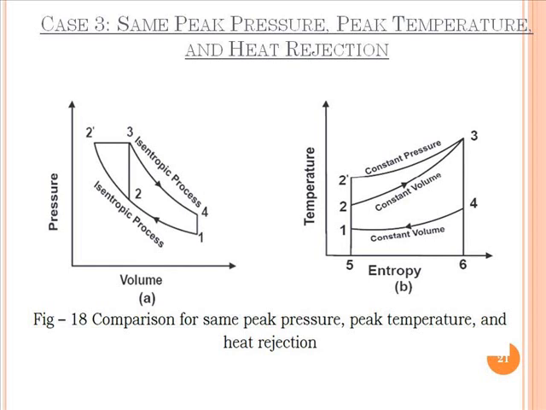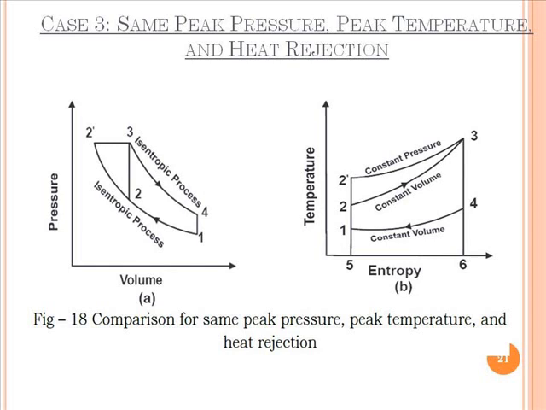Now if we talk about the efficiency of Otto cycle, that is 1 minus QR upon QS, whereas for diesel cycle the efficiency is equal to 1 minus QR upon Q dash S, where Q dash S and QS are nothing but heat supplied. Here the maximum pressure, maximum temperature and the amount of heat rejection are same, and based on that you can refer to the TS diagram.